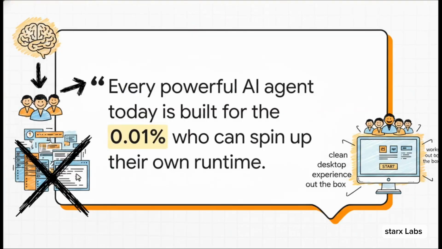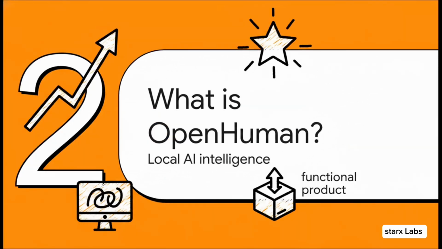And that massive frustration led to a real epiphany. Anamakel realized that every powerful AI agent today is built for the 0.01% who can spin up their own runtime. The other 99.99%, they're just watching the agent revolution from the sidelines. So OpenHuman was built specifically to bridge that massive gap. If we want everyone to benefit from these incredible tools, we can't expect them to be terminal jockeys, right? People need a clean desktop experience that just works right out of the box. Which brings us to Section 2.